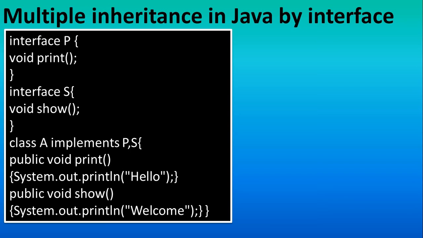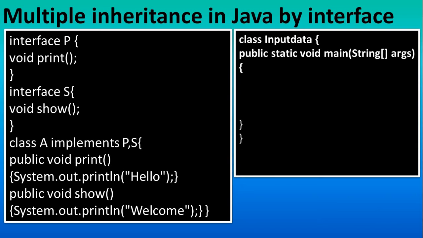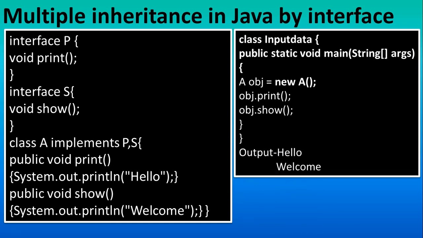Whichever code you want, you can put in them. Then you take one main method and create the object of that class. You cannot create the object of an interface. Then you simply call the print and show methods, and finally you get the output of whatever you wrote in the program. So it's very simple. Then we use interface inheritance.